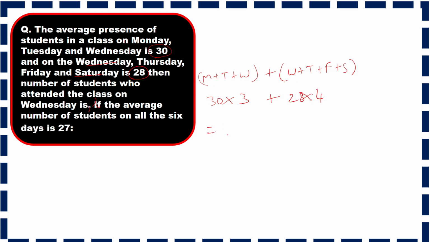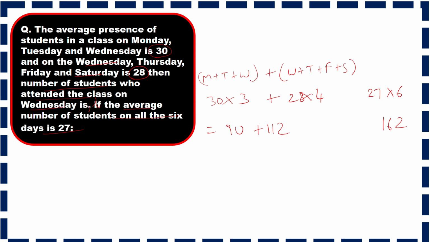This will be equal to 90 and this is equal to 112. And the average number of students on all the 6 days is 27. So this is equal to 27 into 6, 162. What are we asked? We are asked to find out the number of students who attended the class on Wednesday.